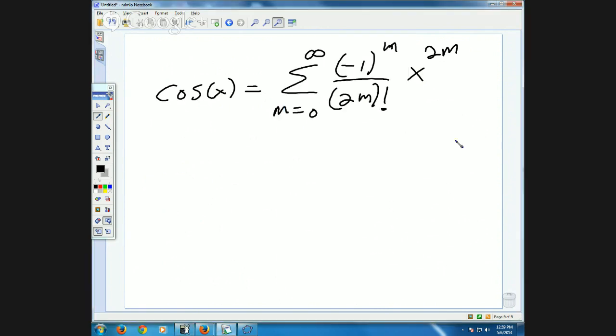What kinds of powers did we end up with in the cosine's Taylor series? We have only what kinds of powers? Even powers, because it's an even function. The sine will have all the odd powers. Yes, they are complementary functions in that way.